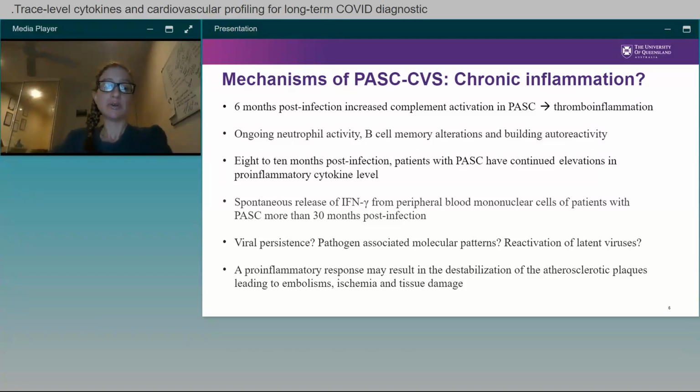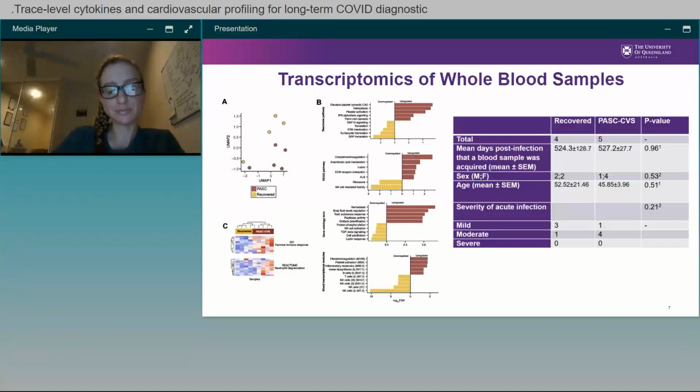So what we wanted to do is really investigate individuals who had these cardiovascular complications of long COVID and see if we could understand what was causing that, and in particular, understand the role of chronic inflammation in this process.